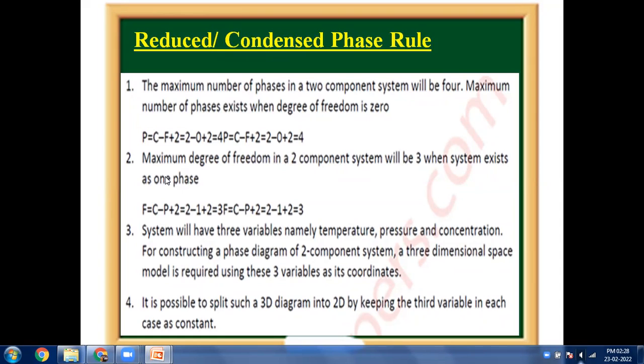Yes, degree of freedom is 2. Number of components is also 2. Number of phases is how much? 2. So there is a possibility. Hello, am I audible? Yes, ma'am. So there is a possibility that two phases can be able to describe the entire phase diagram.